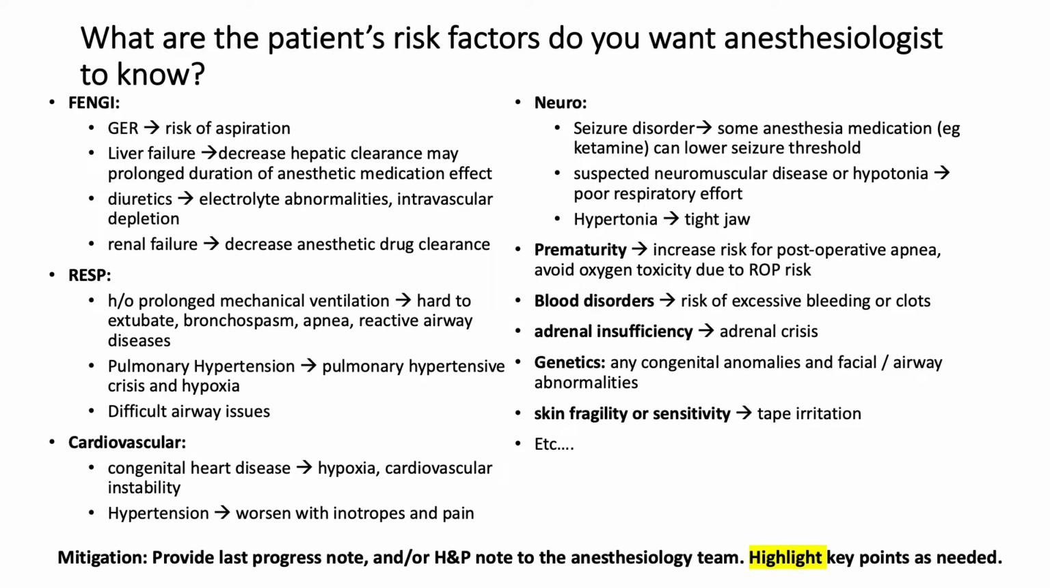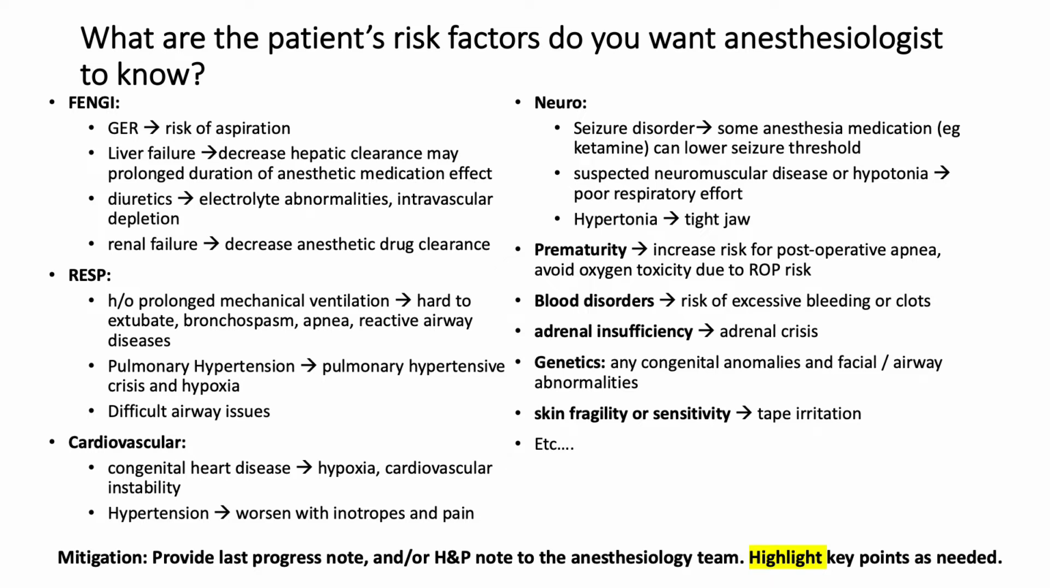FEN and GI. Does the patient have bad gastric reflux that increases the risk of aspiration? Liver failure can decrease hepatic clearance and may prolong the duration of anesthetic medication effect. If the patient is on a diuretic, the patient may have electrolyte abnormalities or intravascular depletion. Renal failure can also decrease anesthetic drug clearance.